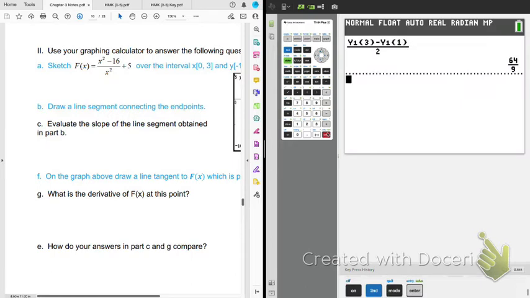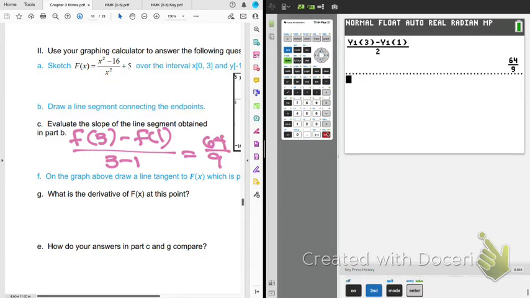Yes. If you get a fraction, that's obviously going to be more accurate than a decimal. So let's go ahead and write that down. Oh, so you don't want us to write the decimal? Not if it's a nice fraction, no. So I've got f of 3 minus f of 1 over 3 minus 1. This is always going to be more accurate in the end. All right, so I've got 64 over 9.